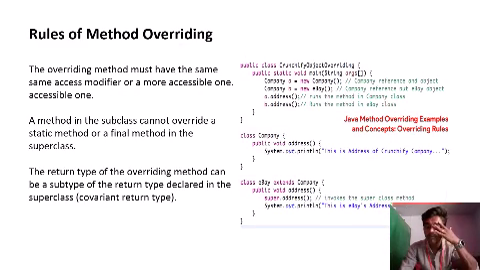Rules of overriding method. The overriding method must have the same access modifier or a more accessible one. A method in the subclass cannot override a static method or a final method in the superclass. The return type of the overriding method can be a subtype of the return type declared in the superclass.